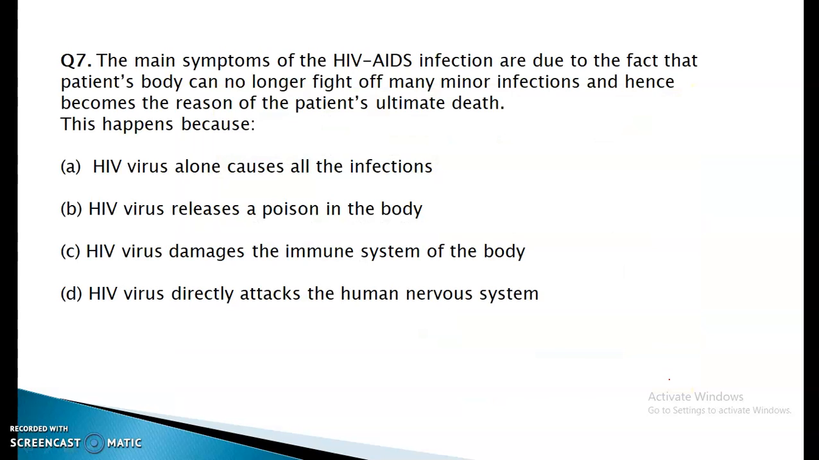The main symptoms of HIV/AIDS infections are due to the fact that the patient's body can no longer fight off many minor infections, and hence it becomes the reason for the patient's ultimate death. This happens because, your options are A. HIV virus alone causes all the infection. B. HIV virus releases a poison in the body. C. HIV virus damages the immune system of the body. And D. HIV virus directly attacks the human nervous system. So this is a good question. Read the question again, all the options, and then mark your right answer.